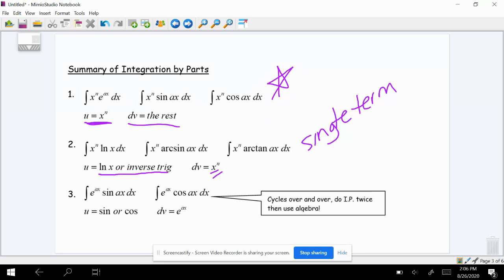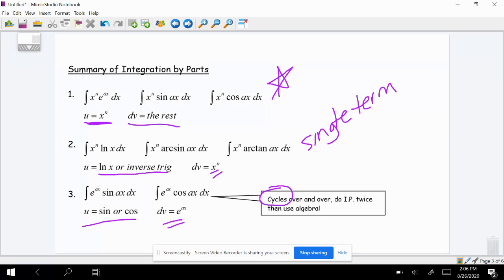Then you get your third type. Your third type is your cycling type. This was the type that is the least common on the AP test, thank goodness. You're going to see this maybe 5% of the time. This is the one where we have to do integration by parts twice. Once we do it a second time, then it turns into an algebra equation, and we are able to add that like integral to the other side. For these, it actually works both ways. I have just found, from experience, I prefer to let u be the trig and let dv be the e piece.